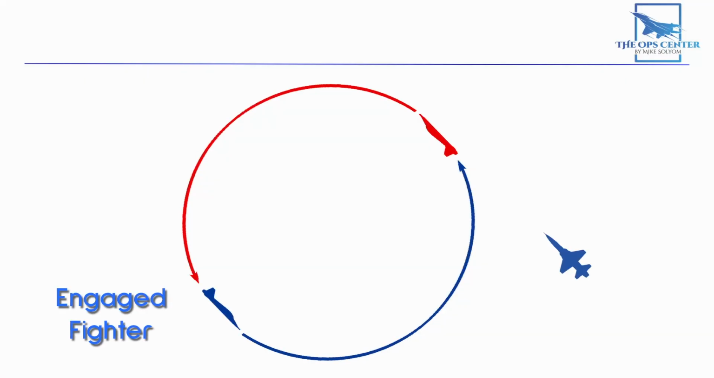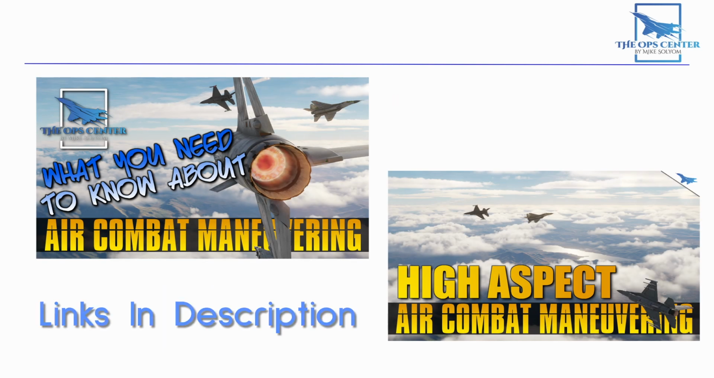So far in this series, we covered what the roles of the engaged and support fighter are during a fight. If you haven't already, check out these videos because we're going to continue where those left off. Before a fight begins, when roles haven't been determined yet, both pilots should be scanning the sky for threats. In previous videos, we covered what to do once you spot one in the forward hemisphere.